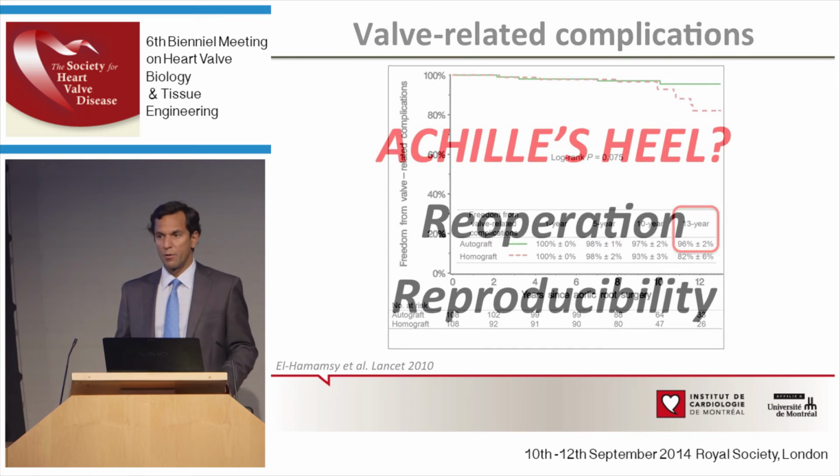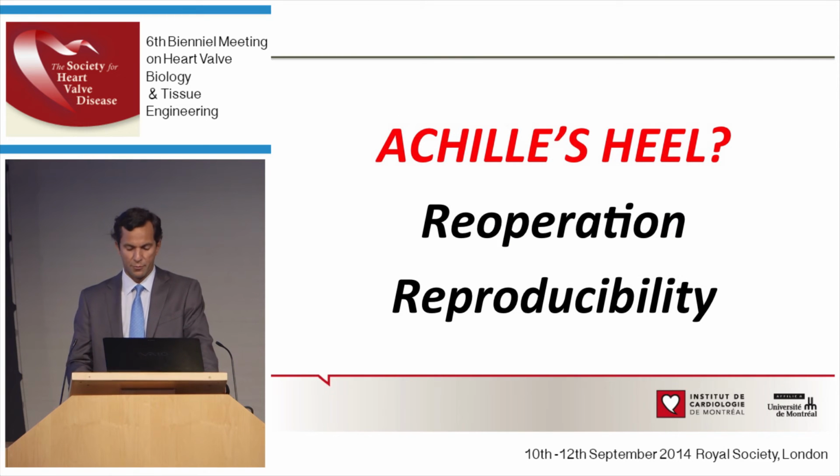So if everything is so rosy, what is the potential Achilles heel of the Ross procedure? Perhaps two elements that are regularly brought up in the literature. The first being the rate of reoperation, which can sometimes be alarmingly high. And two, the question of reproducibility of this operation, which is inarguably more complex than a standard aortic valve replacement.